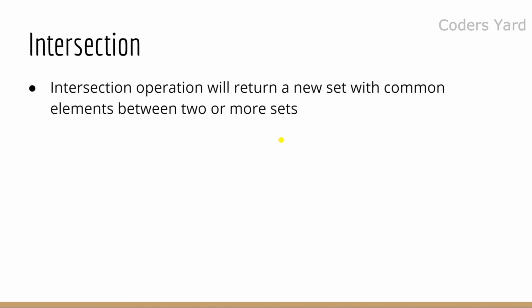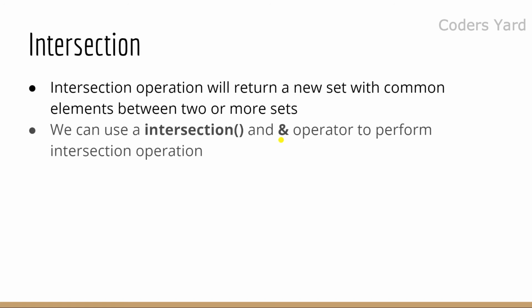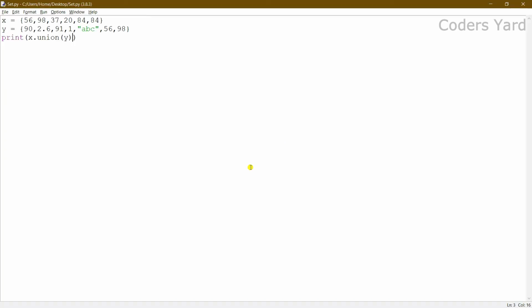Now let us see what is an intersection in a set. So it is nothing but it will print the common elements between both the sets, that is x and y. So you can perform intersection operation using an intersection method as well as ampersand symbol. Now let us see some hands-on for this.